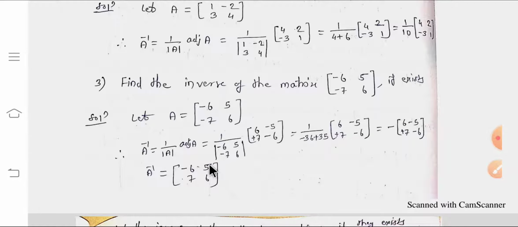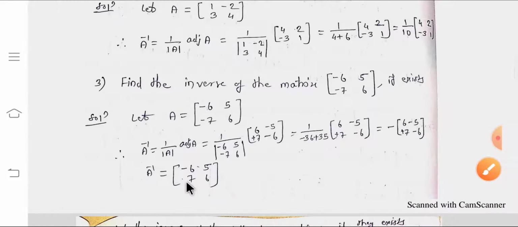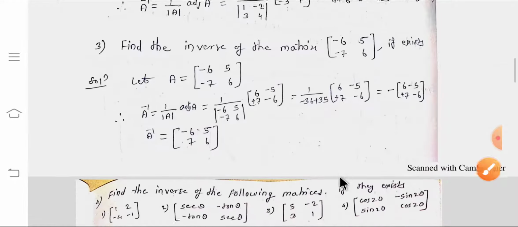So that is equal to 1 by cross multiplication: -36, and -7 into 5 is minus 35, so minus times minus is plus 35. So this is [6 -5; 7 -6], and -36 plus 35 means minus 1 remains, that is minus of [6 -5; 7 -6]. Multiplying throughout this matrix by the minus sign, we get [-6 5; -7 6]. So therefore A inverse is [-6 5; -7 6].